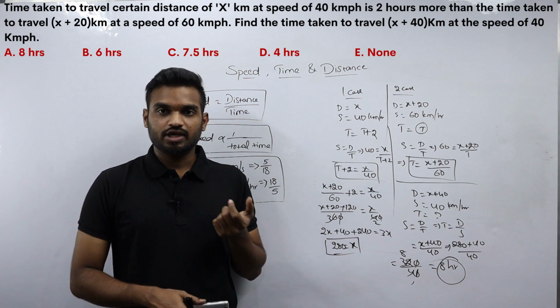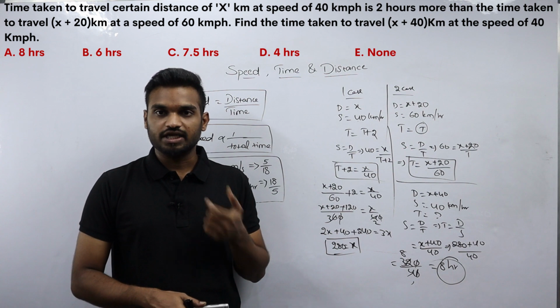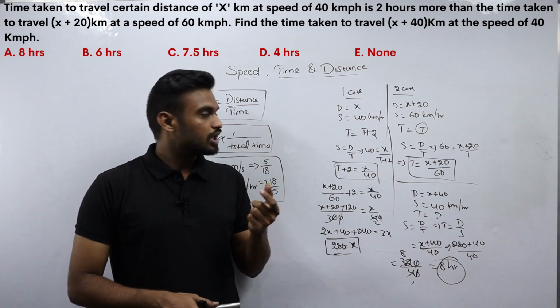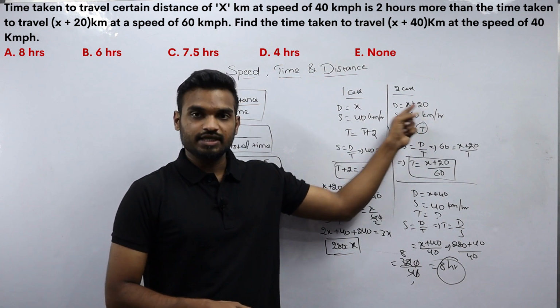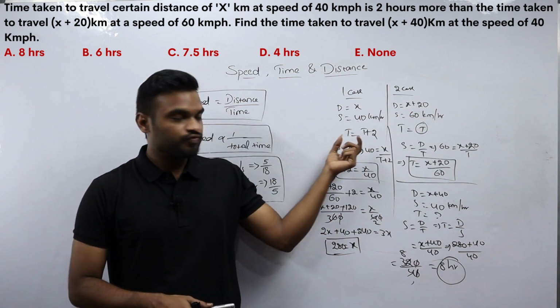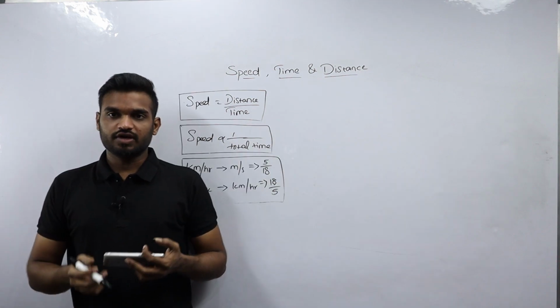See, the only thing you need to understand in this problem is that you need to understand the question and read the question very carefully. Okay, there is a very simple logic here. It is taking 2 hours more than the total time taken to cover this x plus 20 kilometers. That's it. If you find that logic, you can simply solve the question. Okay, now let's look at our fifth problem.